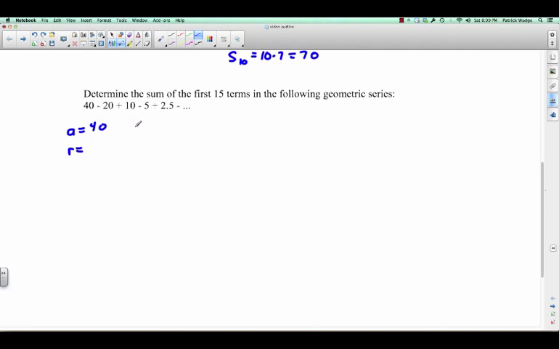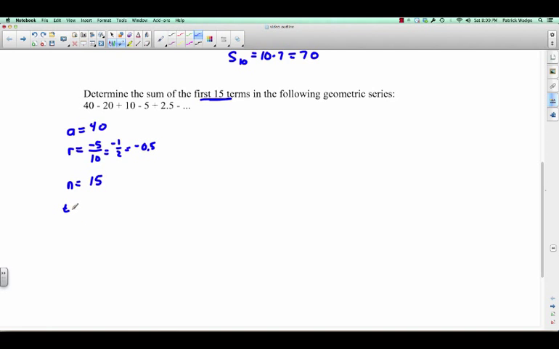Take any term and divide by the previous one. How about I'll take this term right here, the negative 5, and divide by the previous one, 10. If you put that in lowest terms, it's negative 1 over 2, or you could write it as negative 0.5. Do you know what n is, the number of terms? Well, it's an infinite series, but remember, how many terms are we interested in? We're only interested in the first 15, so our n value is 15.